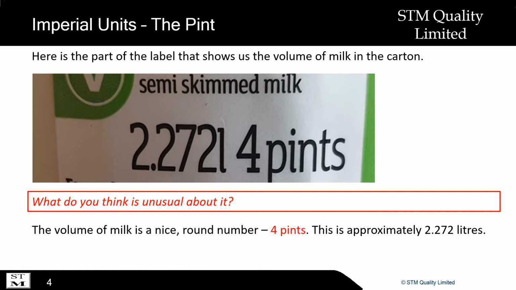The volume of milk is a nice round number, 4 pints. This is approximately 2.272 litres. So why is milk sold in pints?